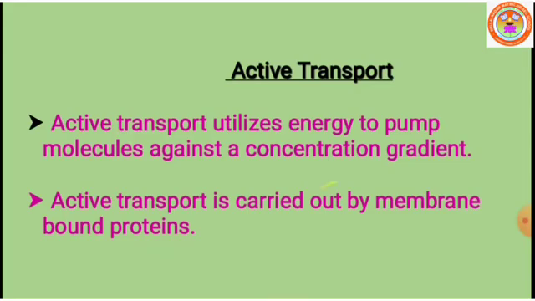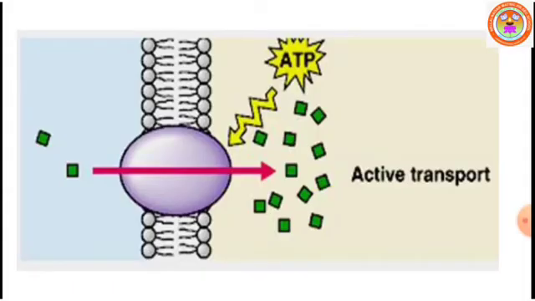Active transport is carried out by membrane bounded proteins. These proteins use energy to carry the substances across the plasma membrane or cell membrane. Hence, they are often called pumps.